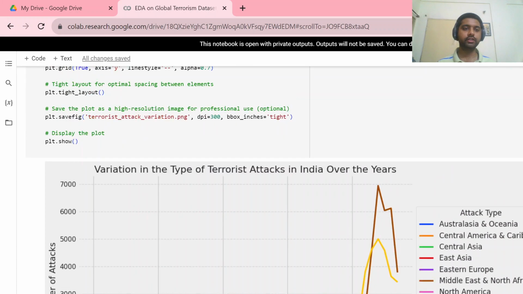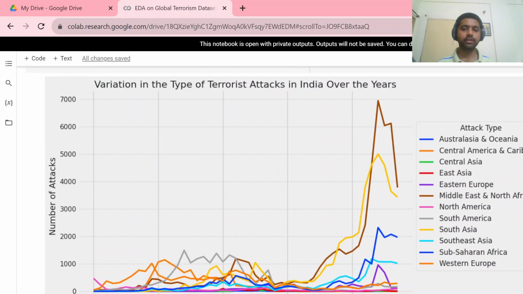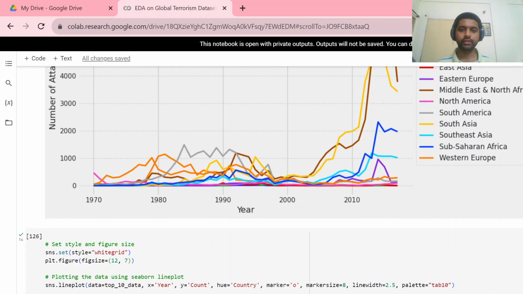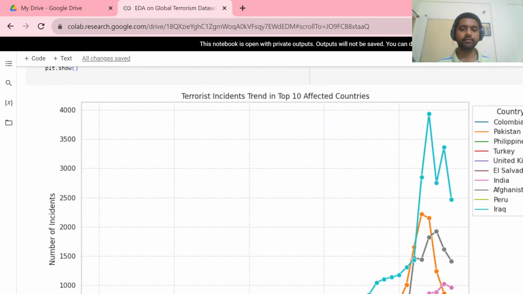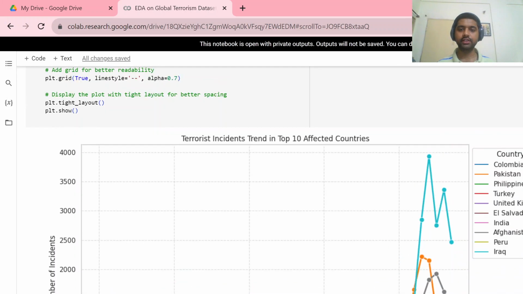Here we plotted the line plot for the region attacks, and here we can see this line plot for the countries. As we can see, Iraq is having a massive rise in the number of attacks.